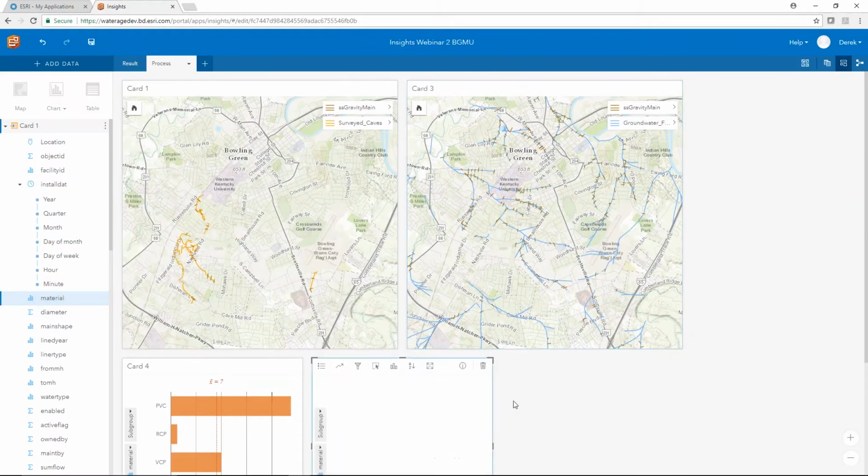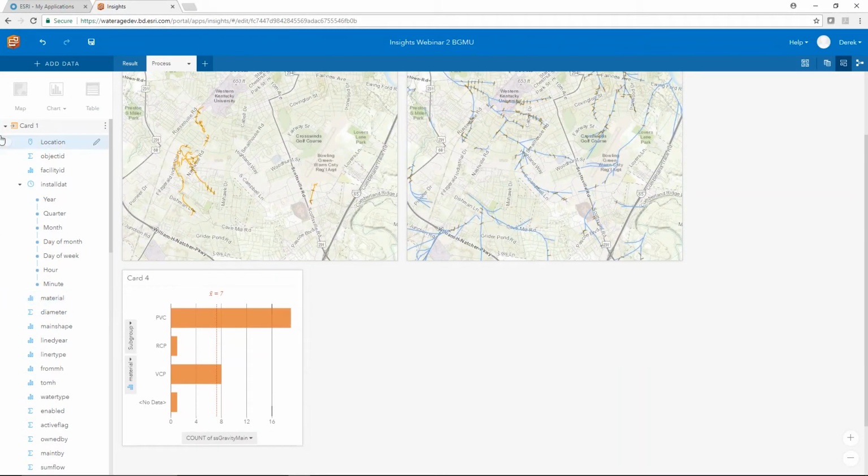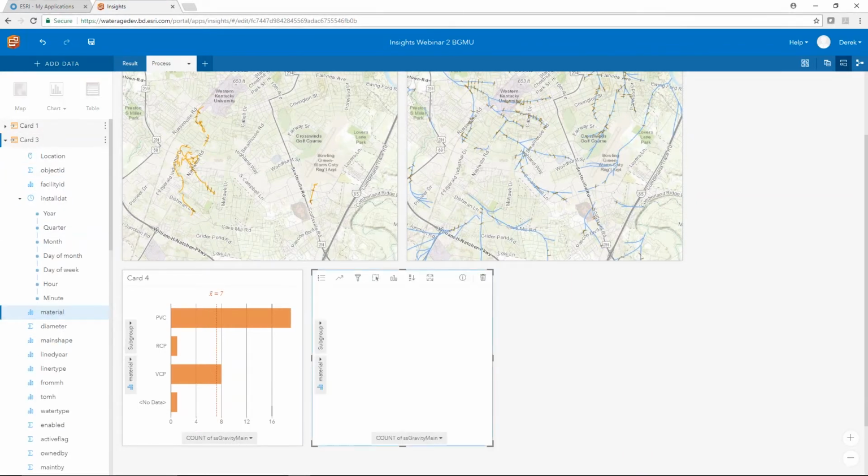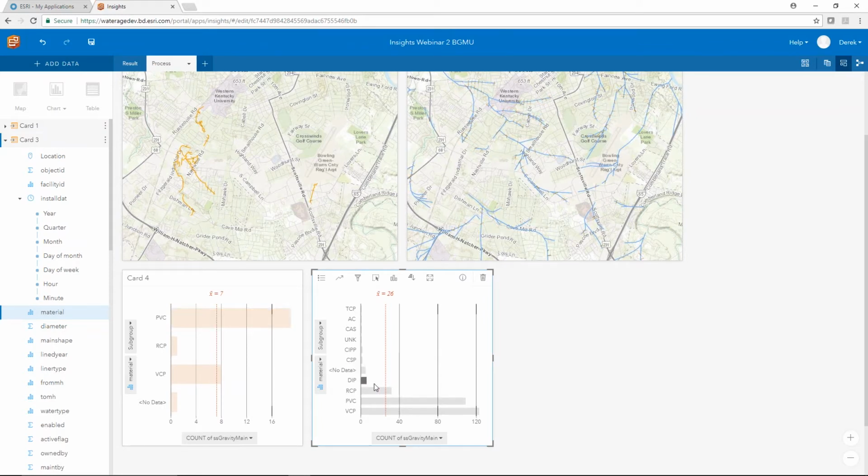If we take a look at these materials, what we see is that most of these are vitrified clay pipe or PVC, but there is a number of them that are ductile iron pipe, which we know over the course of many years can become more susceptible to corrosion. So we want to look a little bit deeper at these individual ductile iron pipes to make sure that they're not really old pipes that may need to be realigned or maybe even replaced.